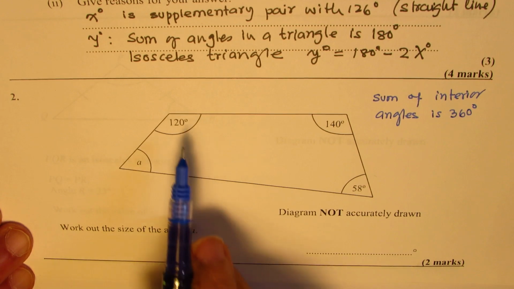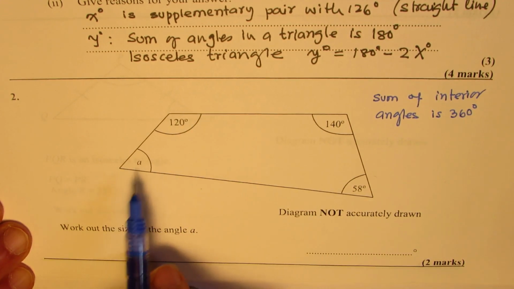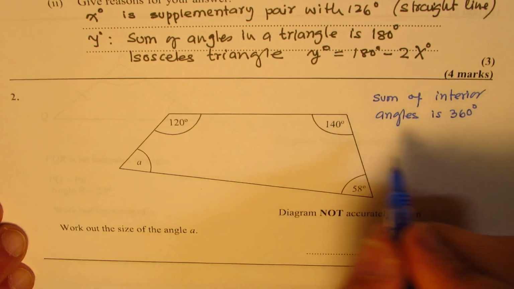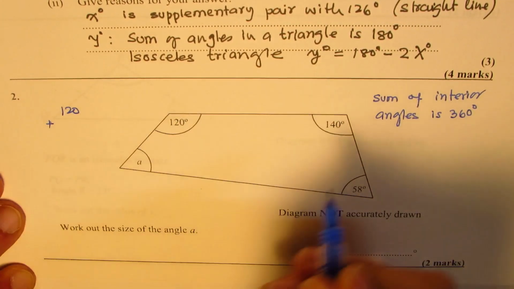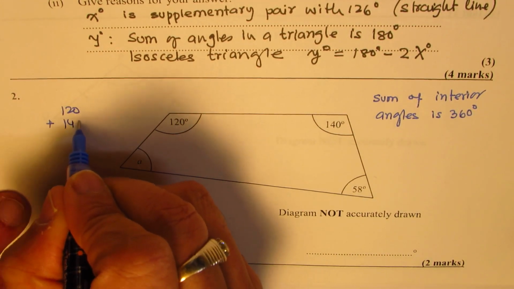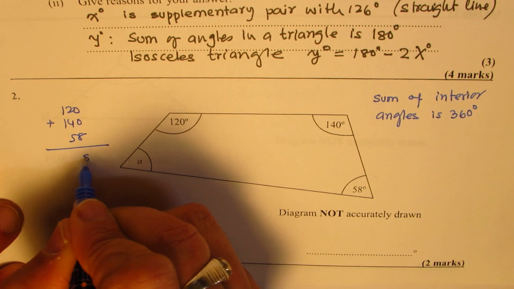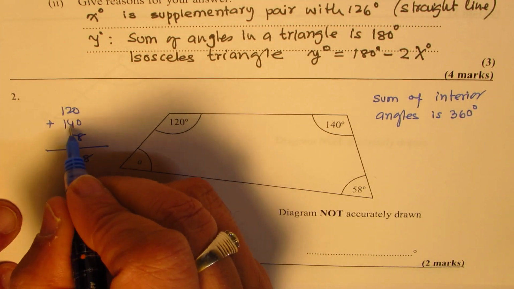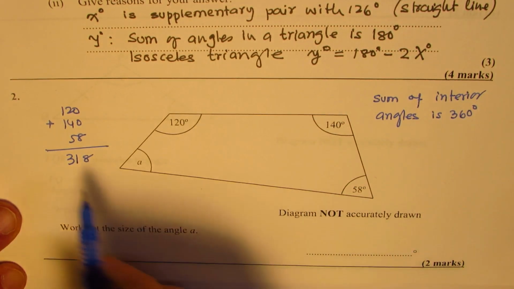Correct. So basically, we have to add all this and take away from 360 to find A, right? So basically, what we have is we can add these numbers, which are 120 and 140 and then 58. So when you add them, you get 8, and this is 6 plus 5, 11, 318, right? So we get this 318.